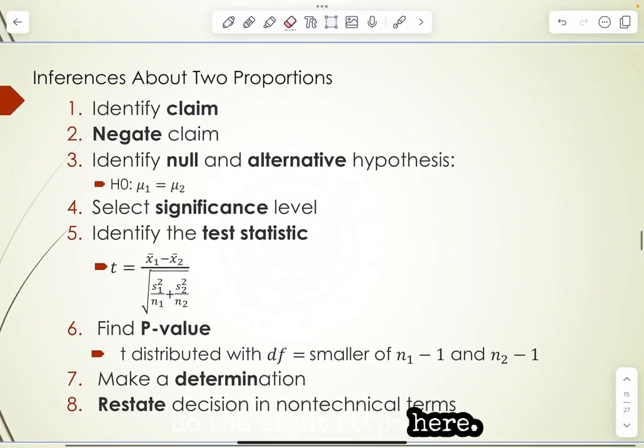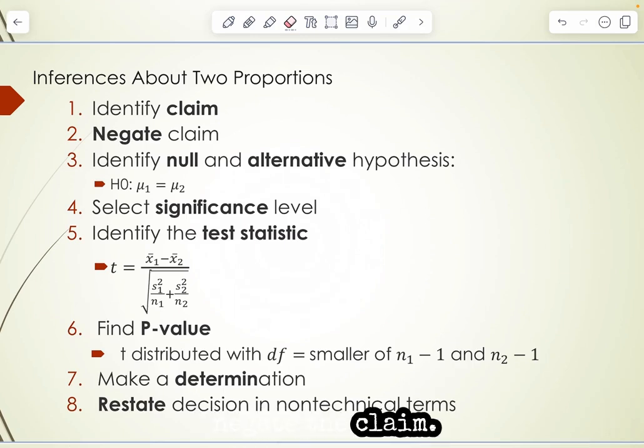Okay, now what is this? Let's do the 8 steps here. Identify the claim, negate the claim, identify the null and alternative hypothesis. Now the null hypothesis, again, it's given to you. It's just going to be that they're the same. Are they the same or different? Is the average GPA of Harvard different than the average GPA of Yale or Dartmouth? Are they different or not? Then we talk about the significance level, which is usually given, but if it isn't, we use 0.05. And then you need to identify the test statistic. And this is the test statistic you will use.